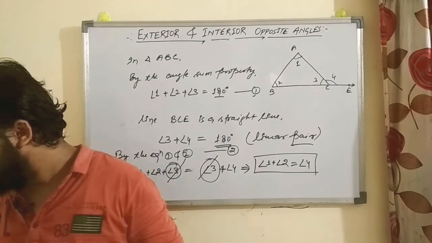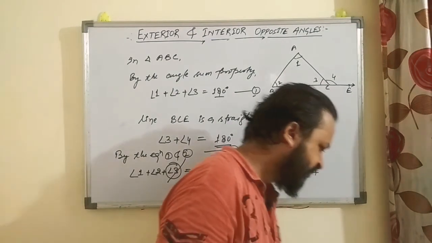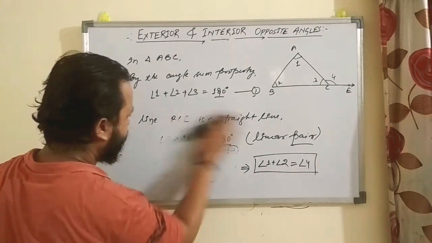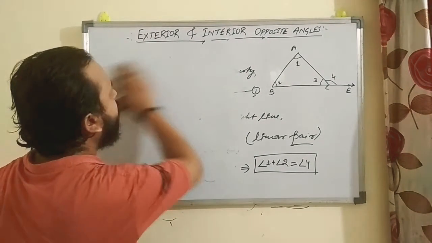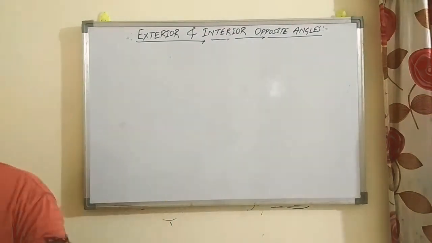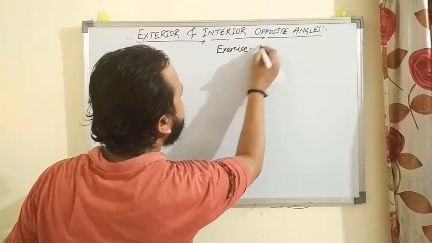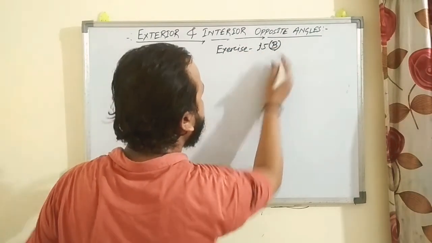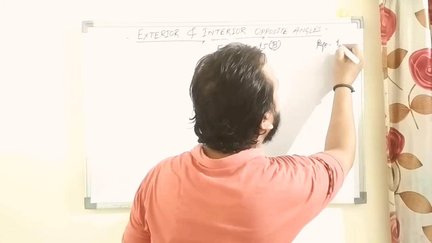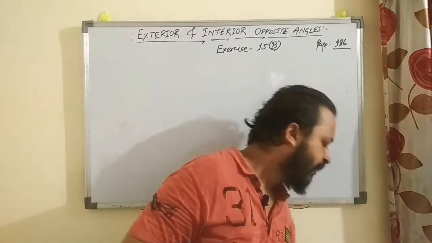Now come to the exercise 15b. There are some easy questions, we're going to discuss. So now exercise 15b, which is at page number 186. Page 186, and you know the writer of the book, that is R.S. Agrawal, right?